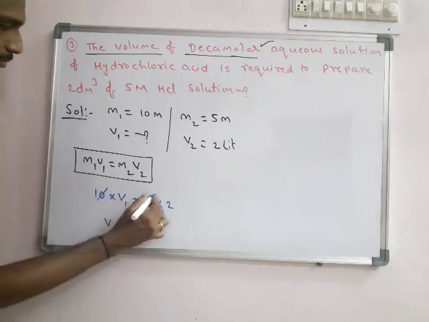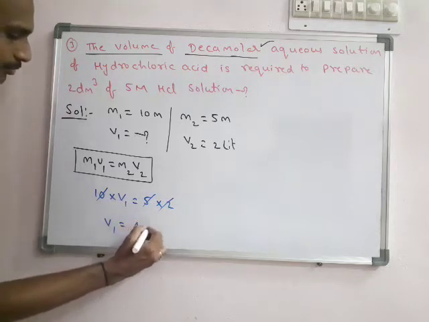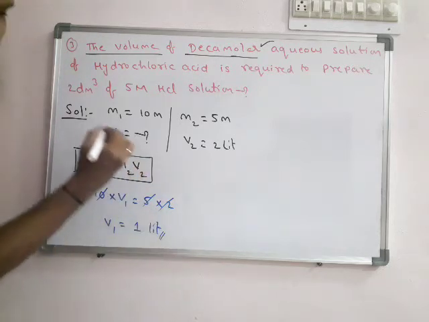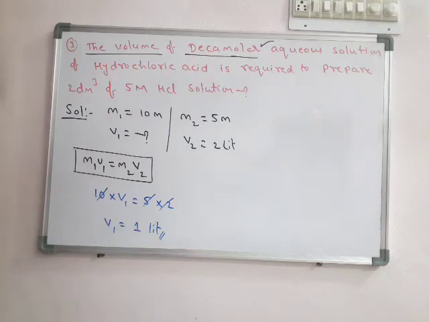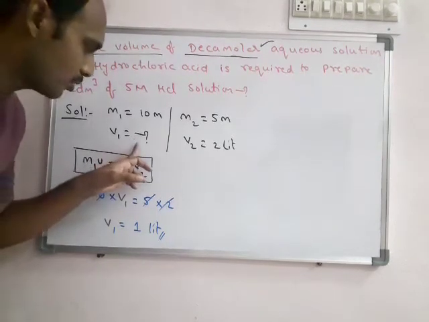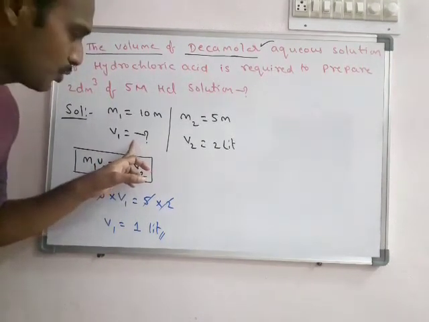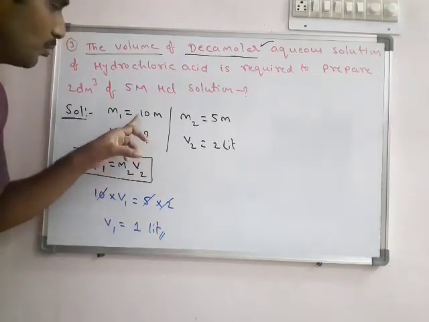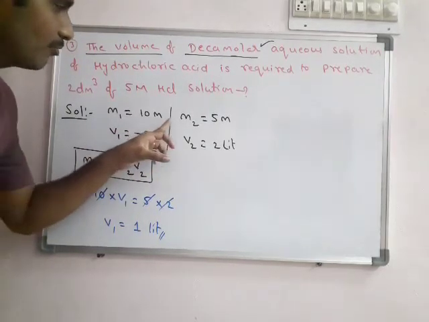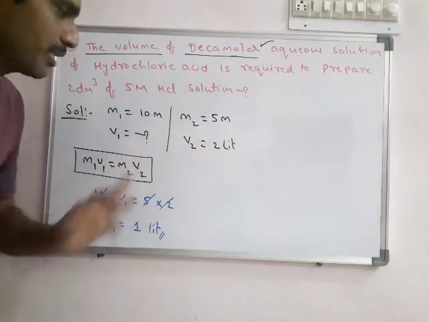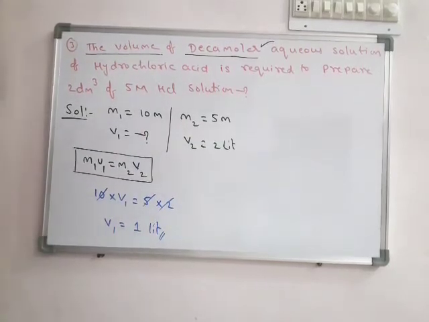So that is 1 liter. Okay, we need to take the starting 1 liter solution. Taking 1 liter of solution, so if it is 10 M, finally we will get 5 M and 2 liters. So the important point here is, let's write a note.